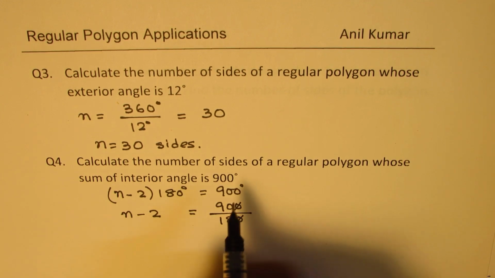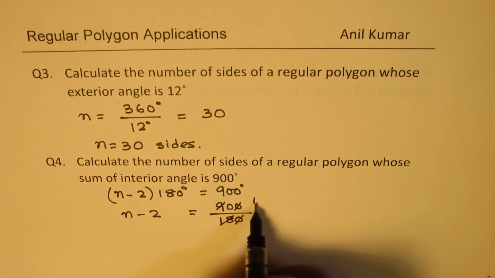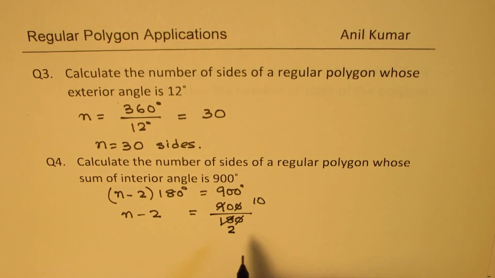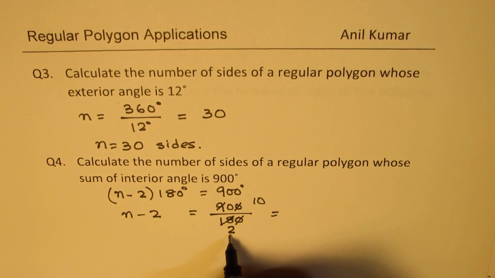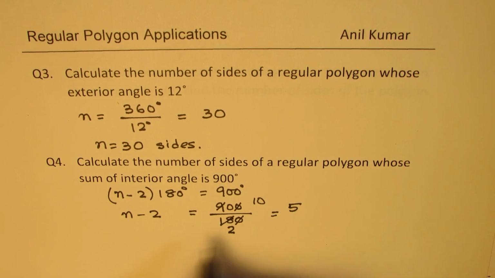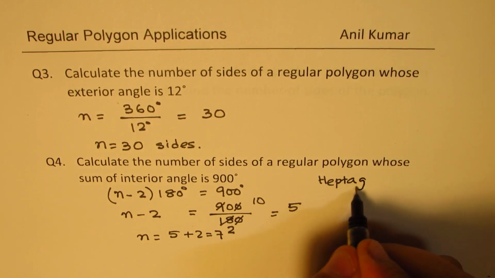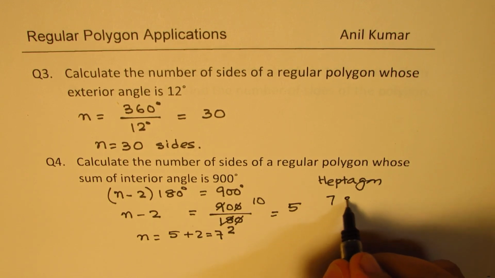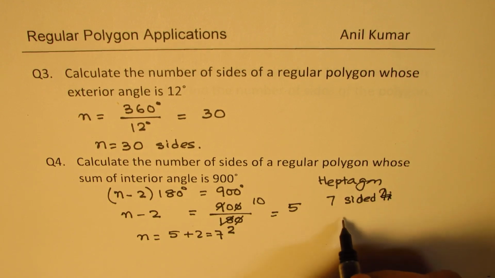So we know 9 will go, we can write this as 10 over 2, correct? 9 goes 2 times. And dividing 10 by 2, we get 5. So we get n minus 2 equals 5, n equals 5 plus 2, which is 7. So this is a heptagon, right? A 7-sided figure. Regular polygon.